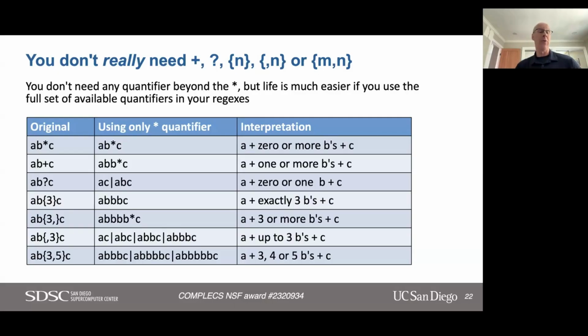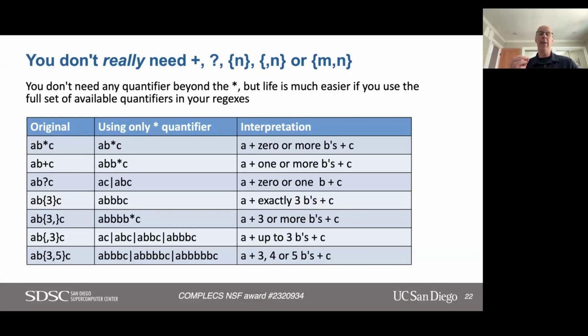So that first B ensures that we have at least one B in our match. The B star is then going to be 0 or more. Now, I didn't really talk about alternation yet. I'm going to get to that shortly with the vertical bar. But in the next example, we have AB question mark C, which means A followed by 0 or 1 B's. And here we could write a regular expression, AC, vertical bar, ABC, which means to match AC or ABC.